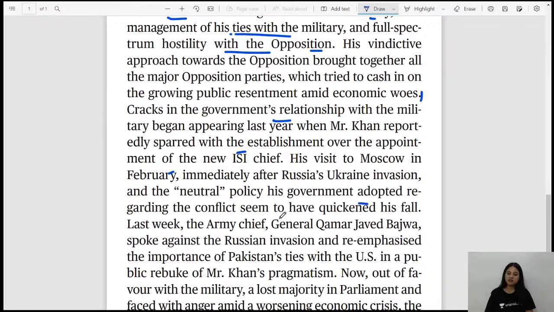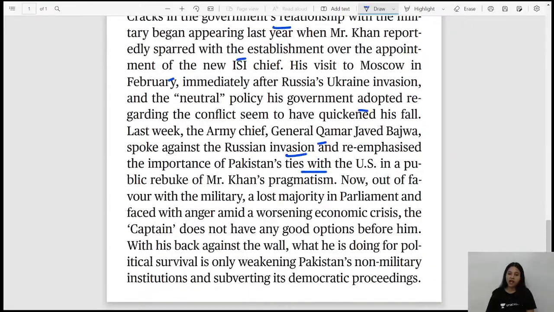Last week, the Army Chief, General Omar Javed Bajwa, spoke against the Russian invasion and re-emphasized the importance of Pakistan's ties with the US in a public rebuke of Mr. Khan's pragmatism. Now, out of favor with the military, a lost majority in parliament, and faced with anger amid a worsening economic crisis, the captain does not have any good options before him. With his back against the wall, what he is doing for political survival is only weakening Pakistan's non-military institutions and subverting its democratic proceedings. Now, as a CLAT aspirant, what are you getting here?